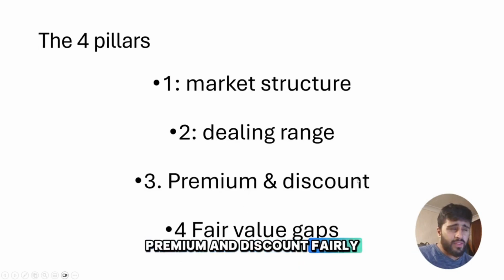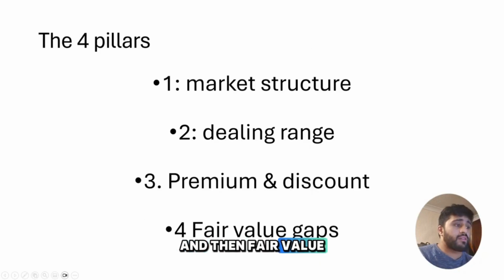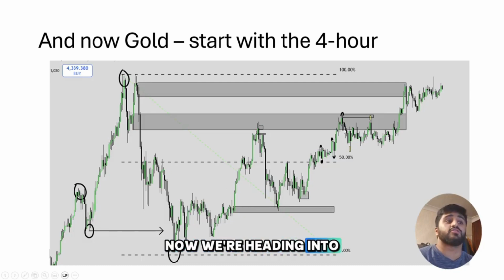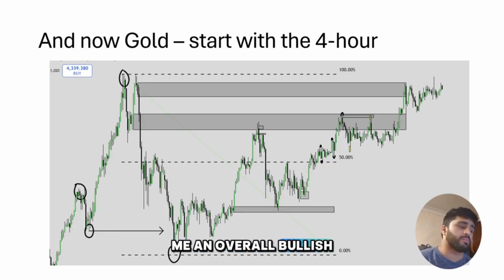Premium and discount, fairly self-explanatory. We have the 50%. Anything above is a premium. Anything below is a discount. And then fair value gaps are used with the premium and discount. So all the fair value gaps here that have held were from discount. Now we're heading into premium. Now what's interesting is the premium fair value gaps are starting to fail. So that just gives me an overall bullish bias.